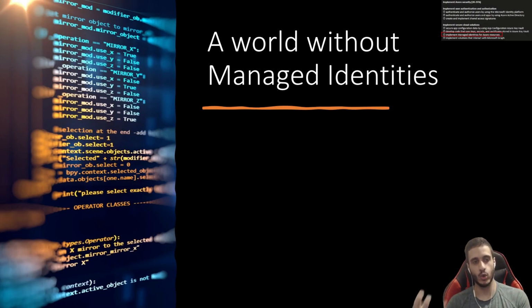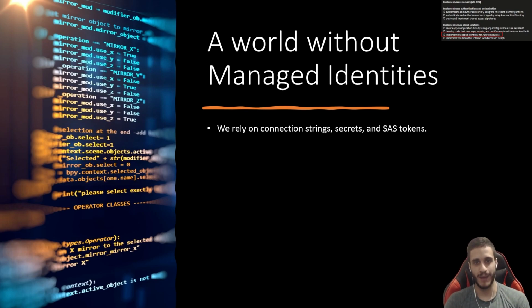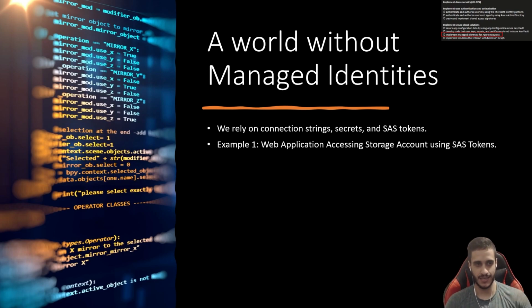And before I talk about managed identities, I want to explain a world without managed identities. Now, a world without managed identities is where we essentially rely on connection strings, secrets, and SAS tokens. For example, let's say we have a web application that is accessing a storage account using SAS tokens. Now, the way for this web application to authenticate to a storage account means that it has to use secrets like connection strings or SAS tokens in this example. So it still has to rely on some form of a secret to authenticate to storage account.